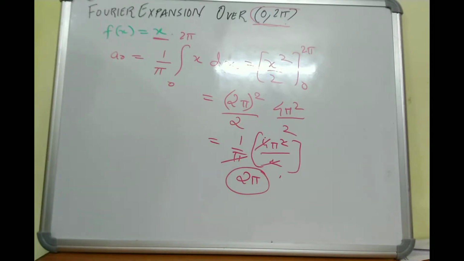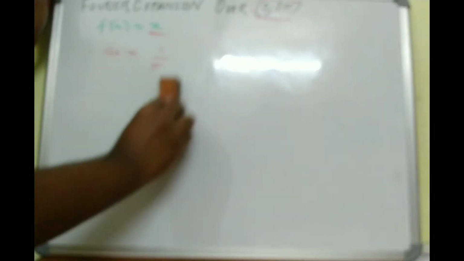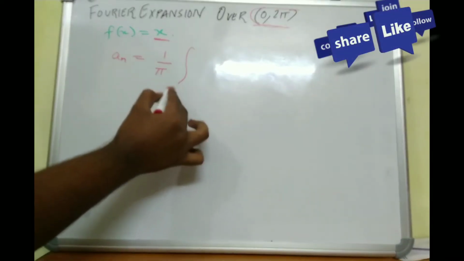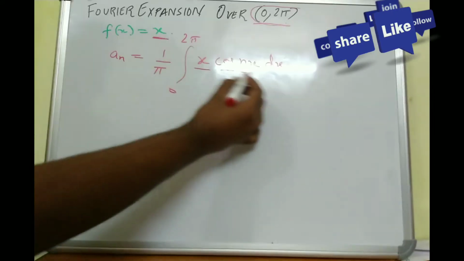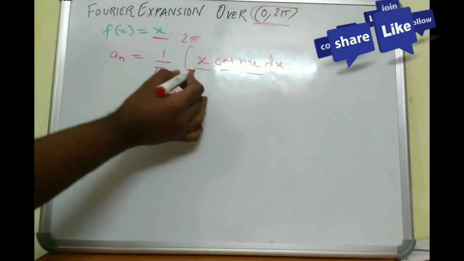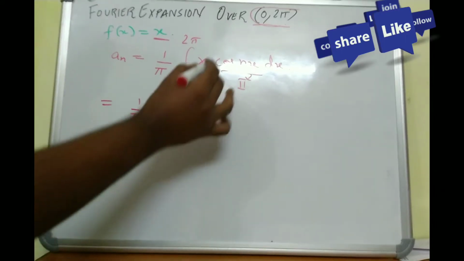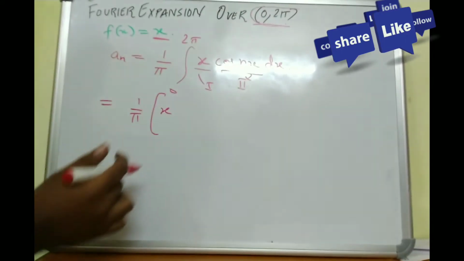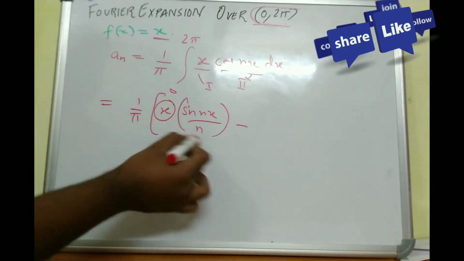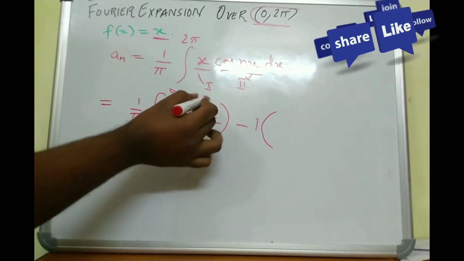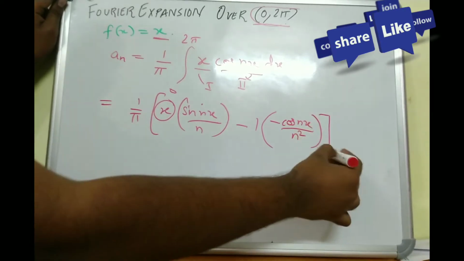So we got the answer for a naught. Now moving to a n. a n is 1 by pi integral of 0 to 2 pi f of x, that is x into cos n x dx. Now we use integration by parts: first function, second function. 1 by pi outside. First function x kept as it is, into the integration of cos n x, which is sin n x by n, minus the differentiation of x, which is 1, into the integration of sin n x, which is minus cos n x by n square, with limits 0 to 2 pi.